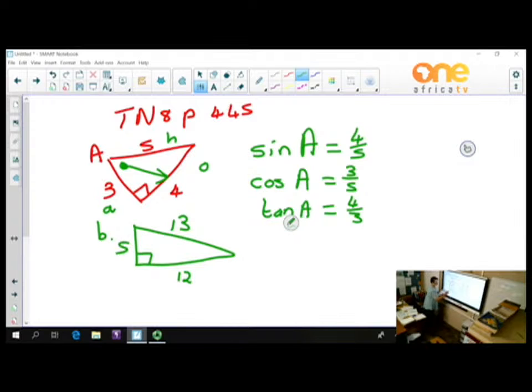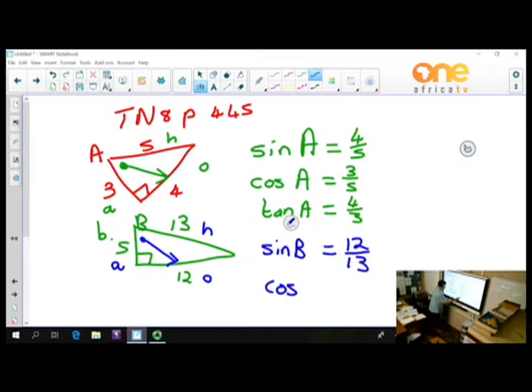We get these values with Pythagoras. This time the marked angle is B. So we're working here from B. Let your eyes go to the angle, which means this one is opposite, this one is the hypotenuse, and this one is adjacent. So we're going to do the same thing now there. Sine B is equal to 12 over 13. That's the ratio that you're going to use.